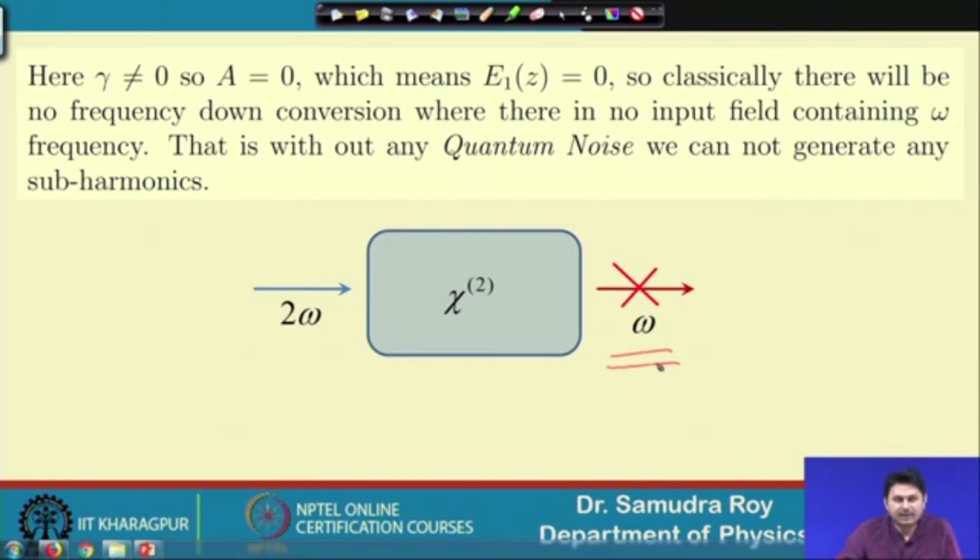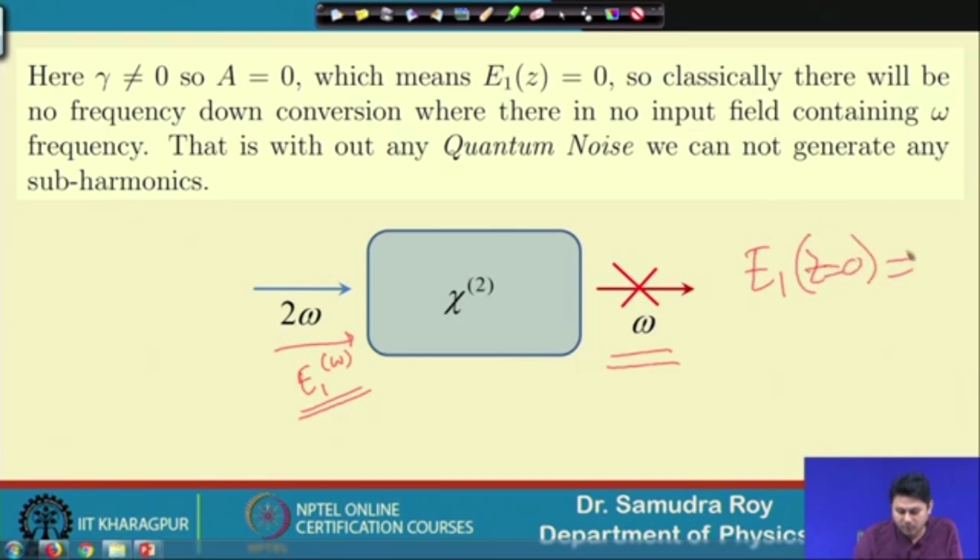So, classically we find that subharmonic generation is not possible unless we put in a very tiny amount of electric field with field omega. So, I need some amount of omega. The boundary condition E 1 at z equal to 0 should not be 0, that is the boundary condition we now put to generate subharmonic classically. But quantum mechanically we can see that some kind of quantum noise should be there, and because of this quantum noise there is a possibility that we can generate subharmonic. So, without any quantum noise it is not possible to generate.